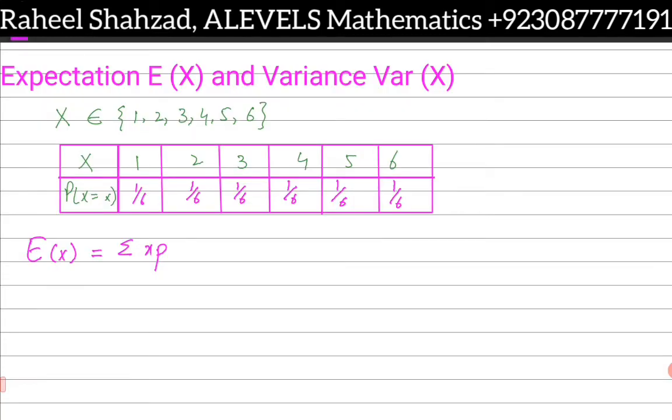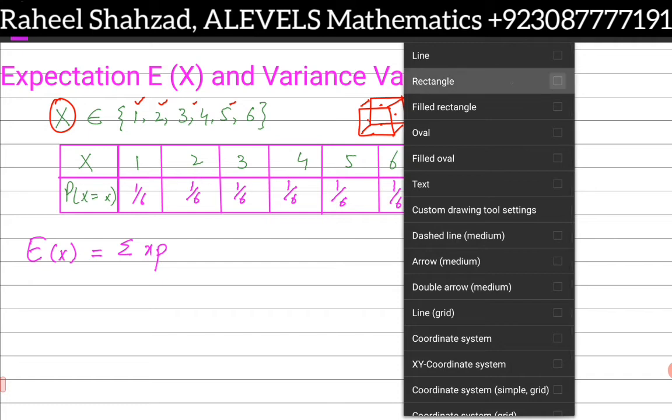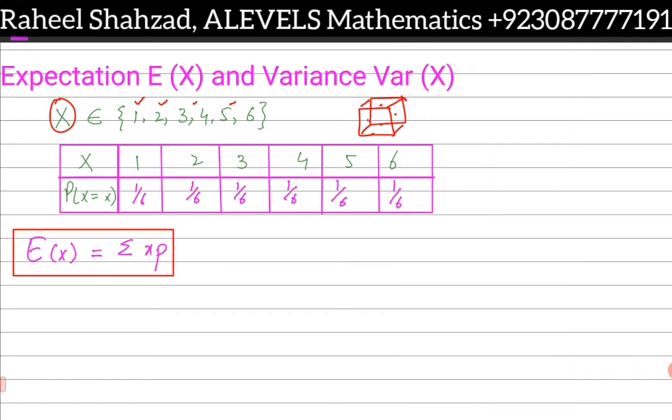Okay, after understanding the basic concept of a discrete random variable, we are now going to discuss expectation and variance of a discrete random variable. Suppose we have a random variable whose possible values are 1, 2, 3, 4, 5 and 6. This is again the same question: a dice with these possible values. The expected value is given by this formula, sum of x into p.